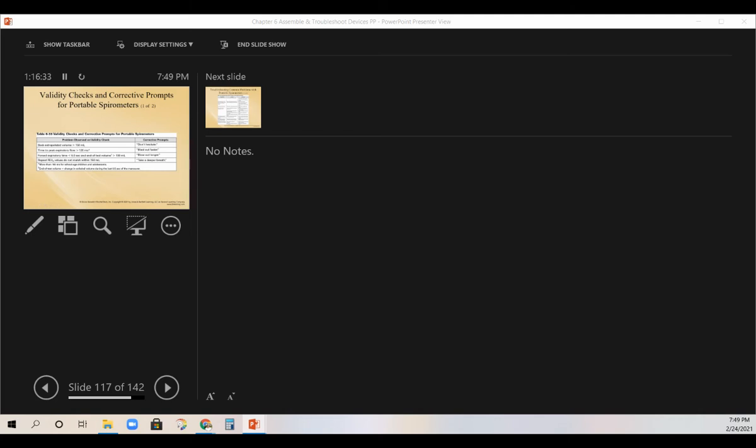Okay, validity checks and corrective prompts for portable spirometers. You could have problems observed with having issues.